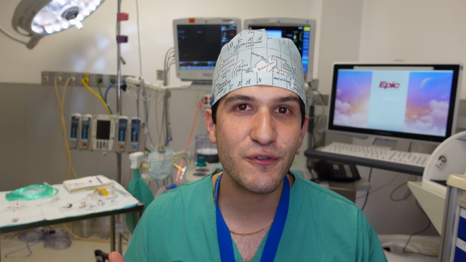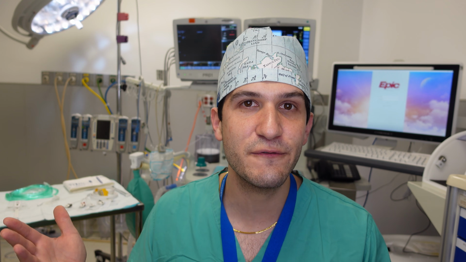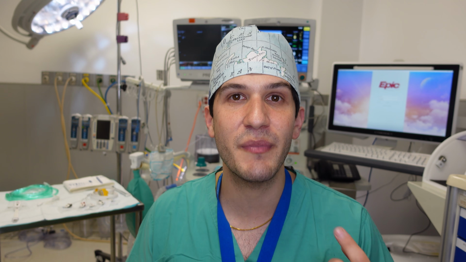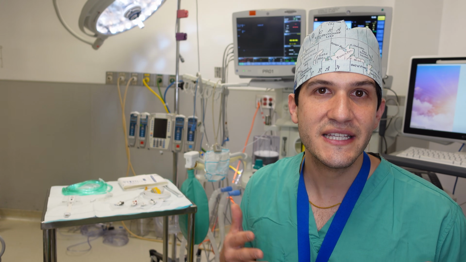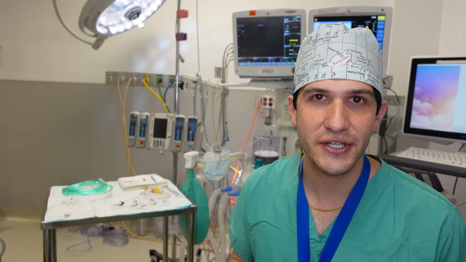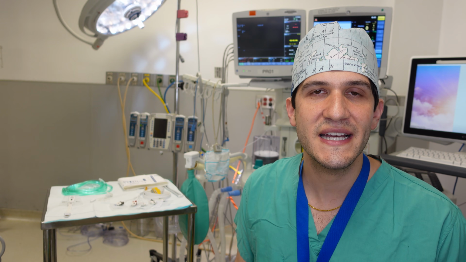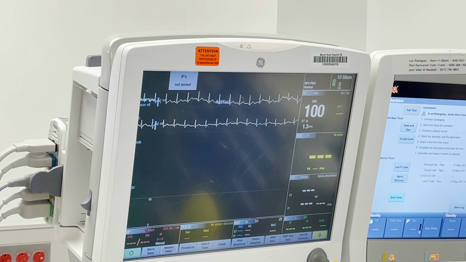So let me show you all the basic monitoring equipment that I use on a daily basis for pretty much every one of my cases, and I'll show you how that equipment displays information that is read continuously by me during any procedure and is displayed on this screen right behind me. Starting at the very top of the screen is an ECG, which stands for electrocardiogram. Electrocardiogram is a device that allows me to see the electrical activity of the heart.